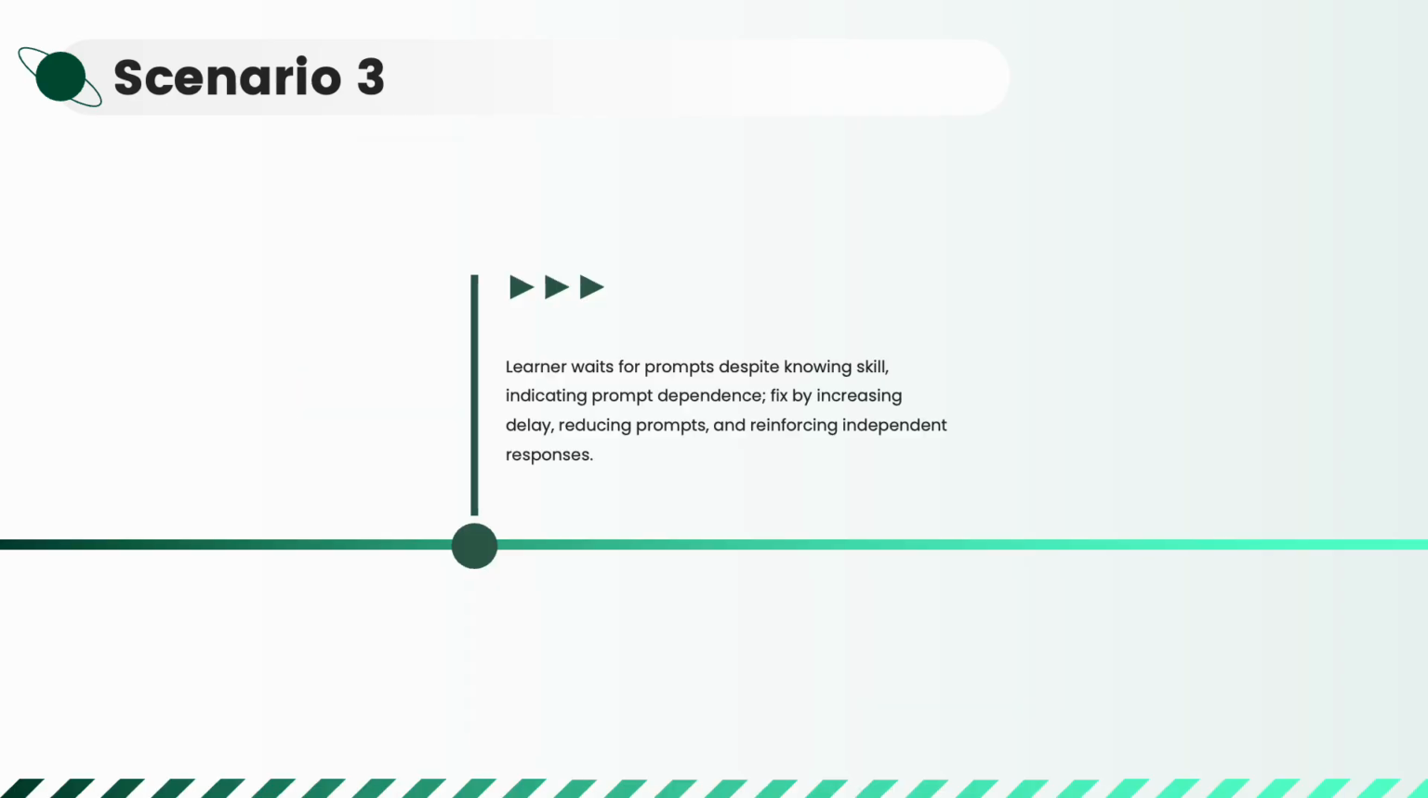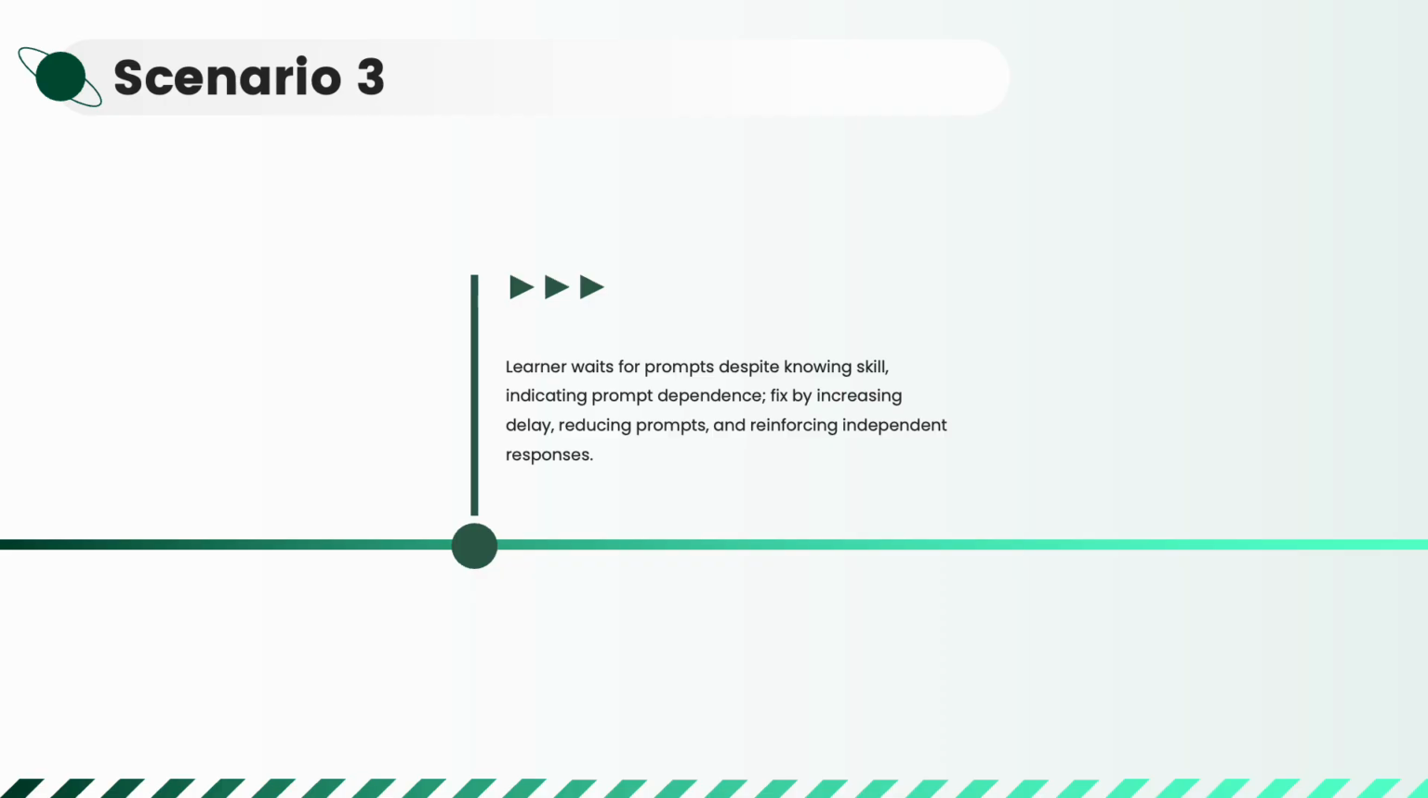Here's our final scenario. In this scenario, the learner waits for prompts despite knowing the skill, indicating prompt dependence. We fix by increasing delays, reducing prompts, and reinforcing independence. The learner knows the skill, but waits for prompts. What does this tell us? This is called prompt dependence.